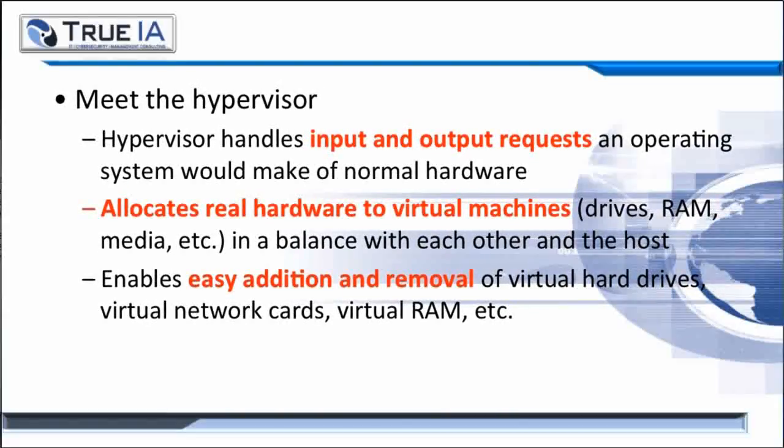The hypervisor handles the input and output requests. It allocates real hardware to virtual machines, like disk drives and RAM. It enables easy addition and removal of virtual hard drives and virtual network cards.